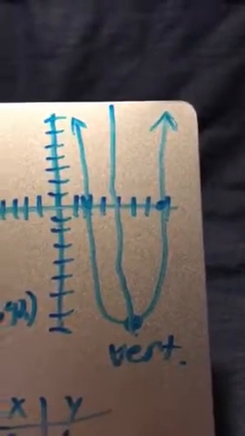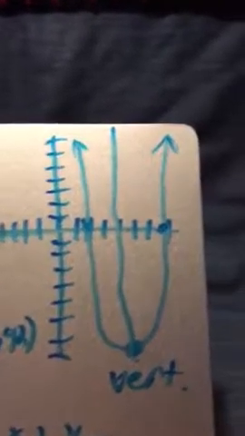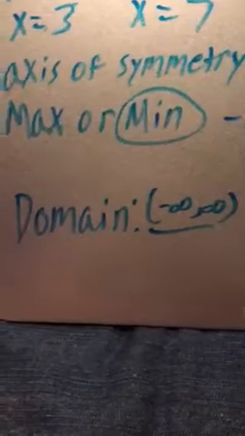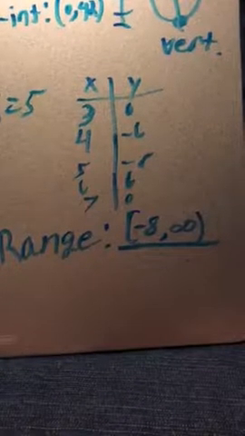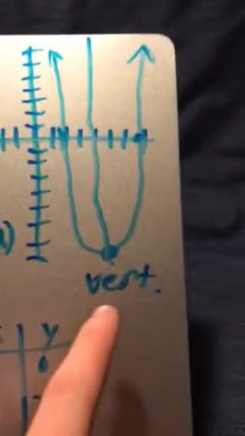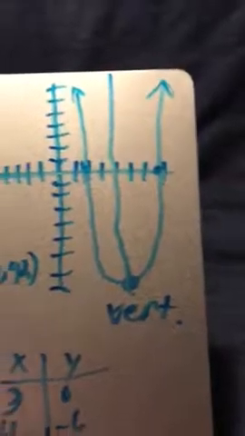It's going to be a minimum at negative 8 because it starts at negative 8 and continues on upwards forever. The domain is always negative infinity to infinity for any problem like this. And the range is going to be negative 8 to infinity because it starts at negative 8 and then continues on upward to positive infinity.